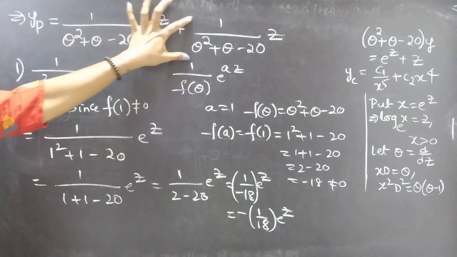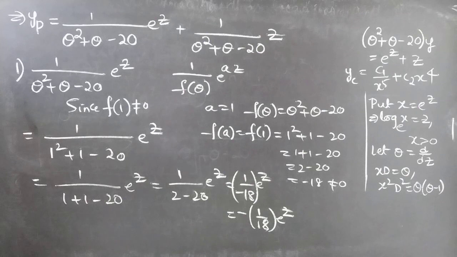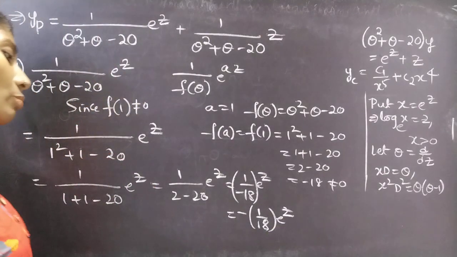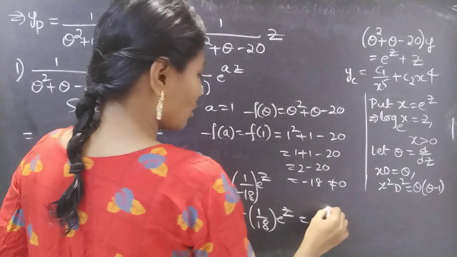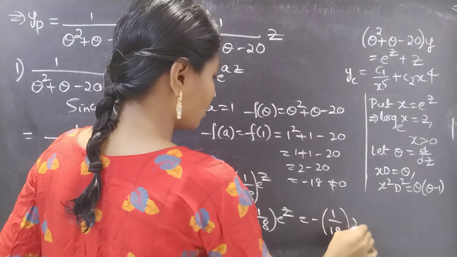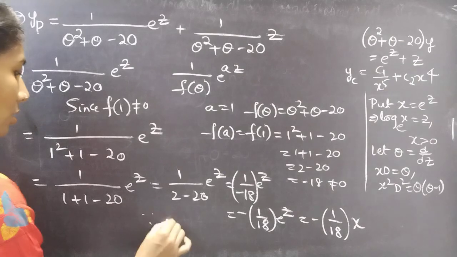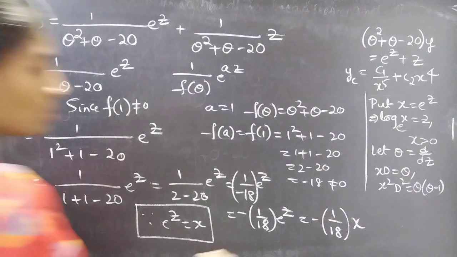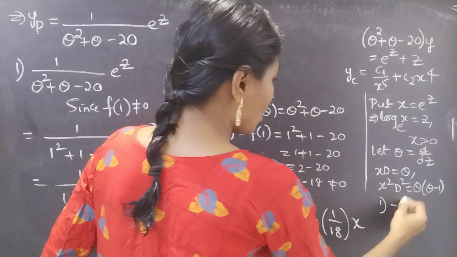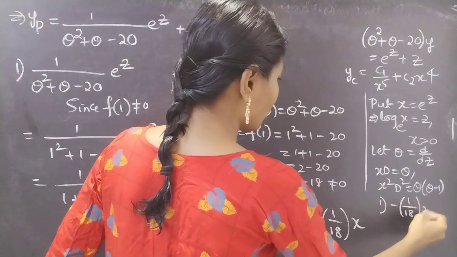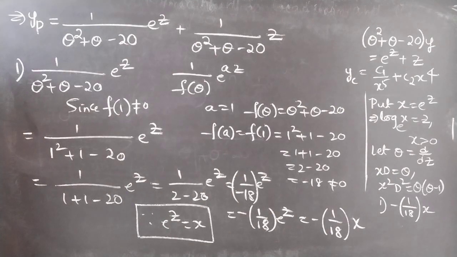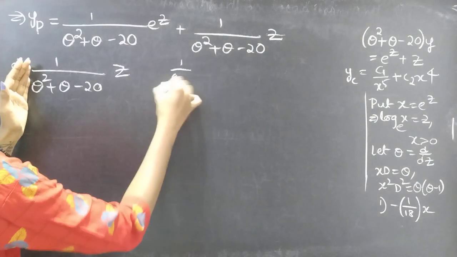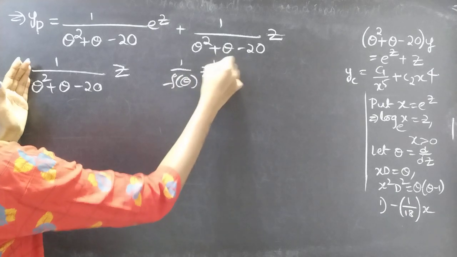Now coming to the second one. Or we can write in terms of x here itself. Okay, just replace e power z by x, then we'll get minus of 1 by 18 into x. Since e power z equals x, the result obtained from the first one is minus 1 by 18x. Now coming to the second one, this is 1 by f of theta into z per k form.